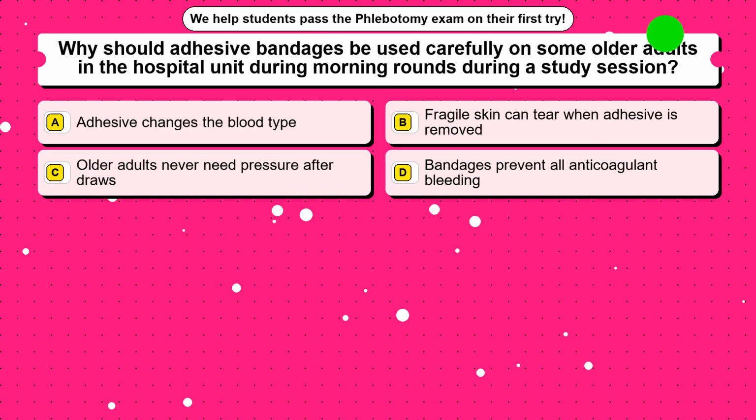Question 56. Why should adhesive bandages be used carefully on some older adults in the hospital unit during morning rounds during a study session? Option A. Adhesive changes the blood type. Option B. Fragile skin can tear when adhesive is removed. Option C. Older adults never need pressure after draws. Option D. Bandages prevent all anticoagulant bleeding.